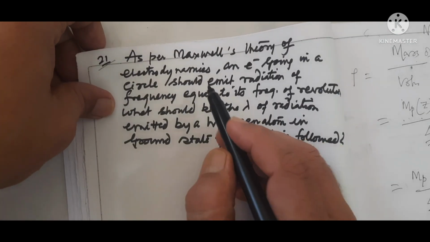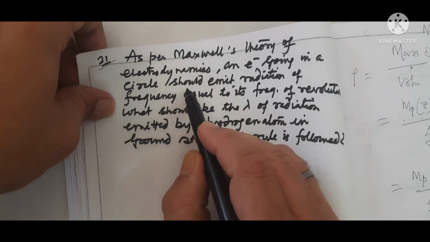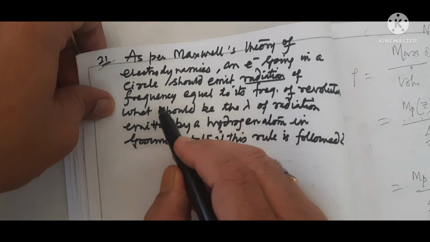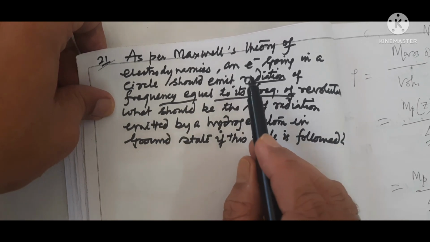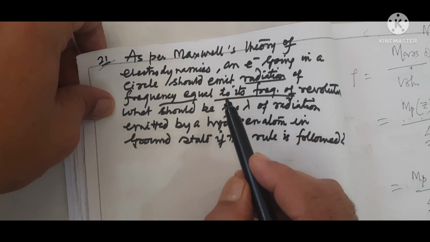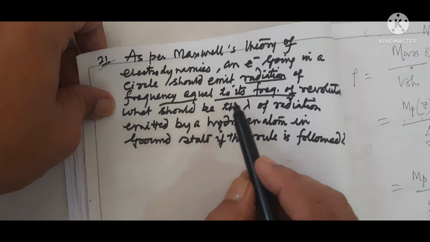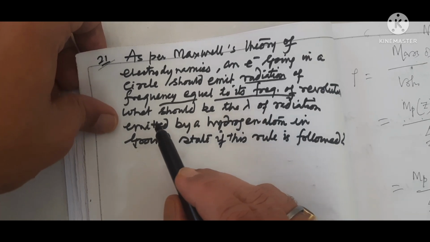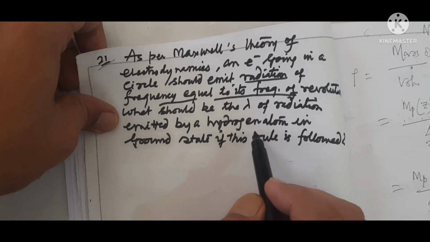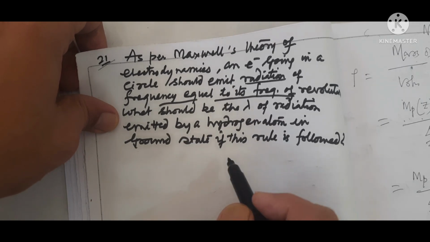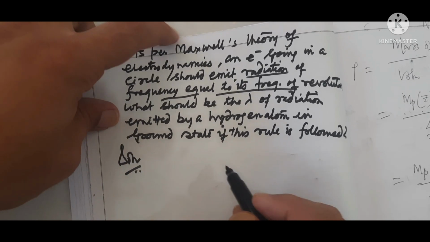Another question, as per Maxwell's theory of electrodynamics, an electron going in a circle should emit radiation of frequency equal to its frequency of revolution. जब इलेक्ट्रॉन घूम रहा है सर्कुलर तो वो एमिट करेगा रेडिएशन, and that emitted radiation of frequency equal to its frequency of revolution. What should be the wavelength of the radiation emitted by the hydrogen atom in the ground state if this rule is followed? So इस क्वेश्चन को कैसे करेंगे?